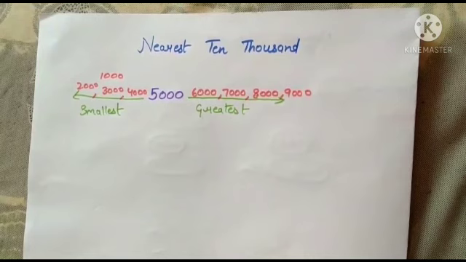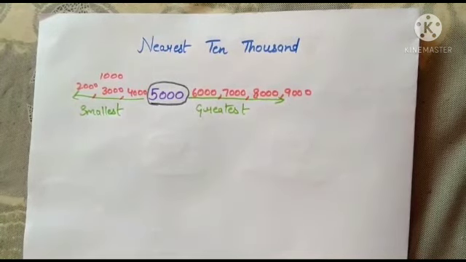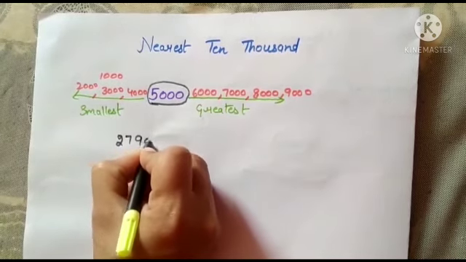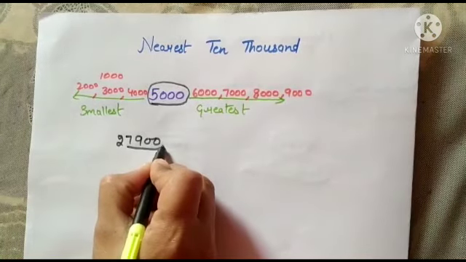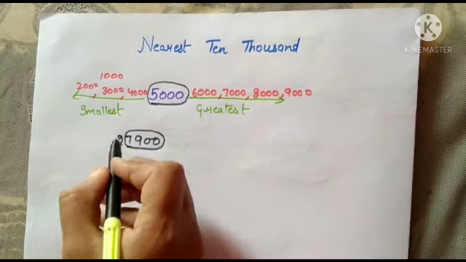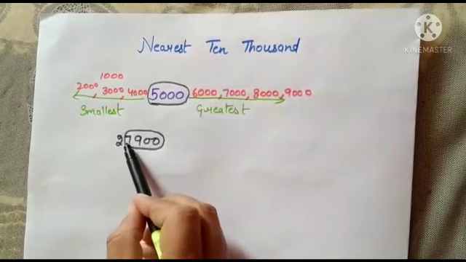Like the first sum, we have done to the nearest ones, tens, hundreds and thousands. Here it is 10,000. The rule is the same. Only we have to see 5,000. In this sum, we will see 5,000. Like the first is 27,900. We will see here the last 4 digits. Now the last 4 digits, is it greater than 5,000? It is greater than 5,000 here. 7,000 is there. It means it is greater.